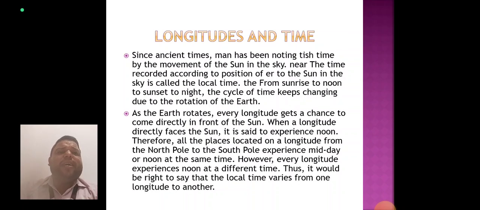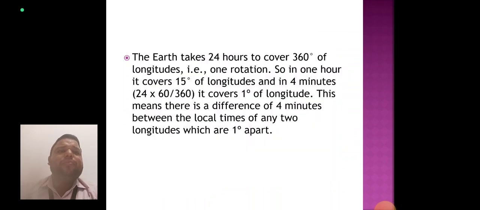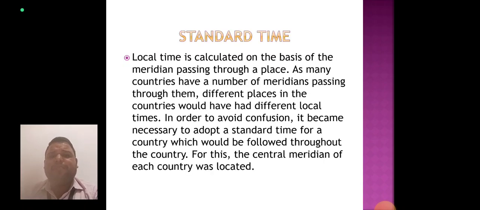Now, since ancient times, man has been noting the movement of the sun in the sky. The recorded position of the sun in the sky is also called the local time. Earth takes 24 hours to cover 360 degrees of longitude, one rotation. So, in 1 hour, it covers 15 degrees of longitude, and in 4 minutes, it covers 1 degree of longitude. This means there is a difference of 4 minutes between the local times at any two points 1 degree apart.